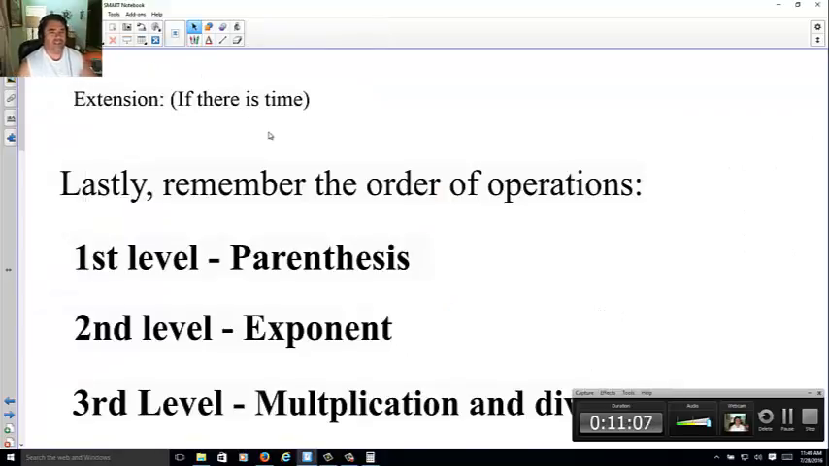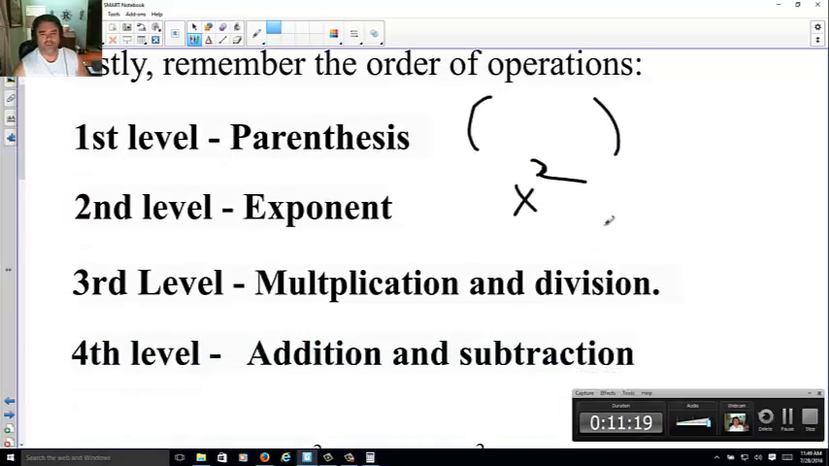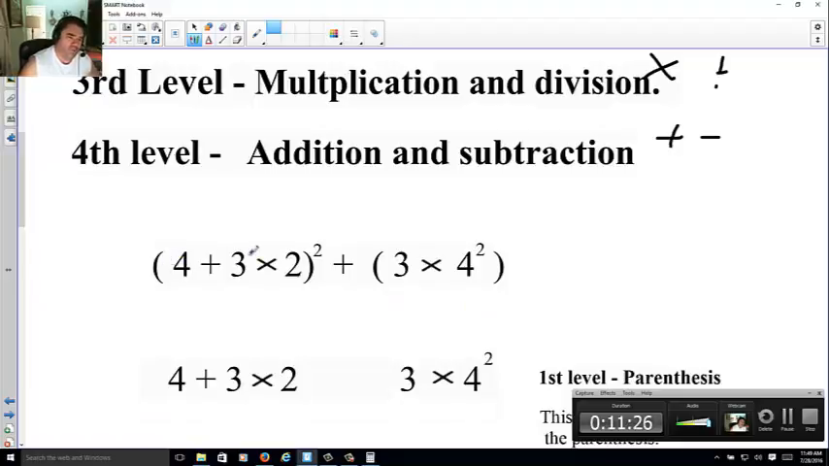Lastly, an extension, just to give you a quick order of operations. I know we haven't really covered it very much, we did once. A real quick, parentheses go first, exponents go second, multiplication and division go next, and finally addition and subtraction. Take a look here. 4 plus 3 times 2, second power, plus 3 times 4, parenthesis.